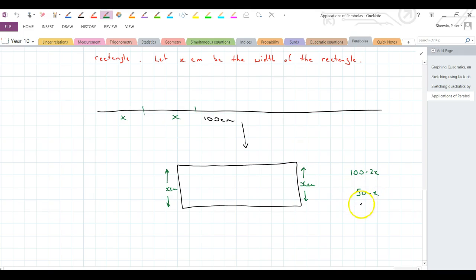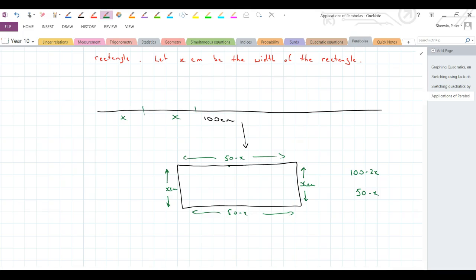So let's just think about that. 50 minus x plus 50 minus x. Does that work for the lengths? If we added all this up, would we get 100? So add up those two, 50 minus x plus 50 minus x. Is that 100 minus 2x? Yes, it is. And we add the x and we add the x, we're back to 100. So now I've got my rectangle all in terms of x. The dimensions are out there in terms of x.